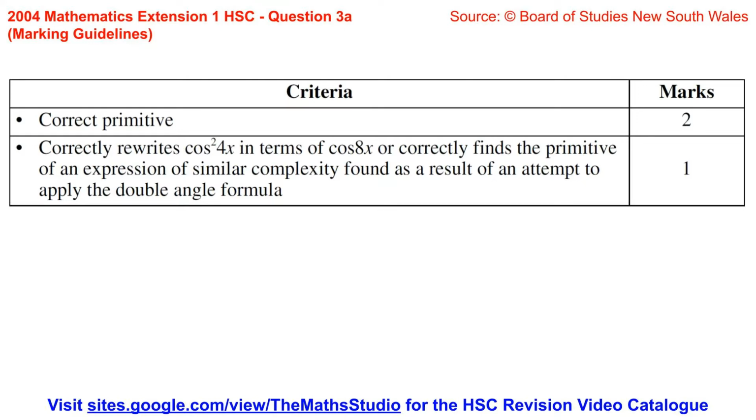For 1 mark, we have correctly rewrites cos² 4x in terms of cos 8x, or correctly finds the primitive of an expression of similar complexity found as a result of an attempt to apply the double angle formula. And for 2 marks, we have correct primitive.